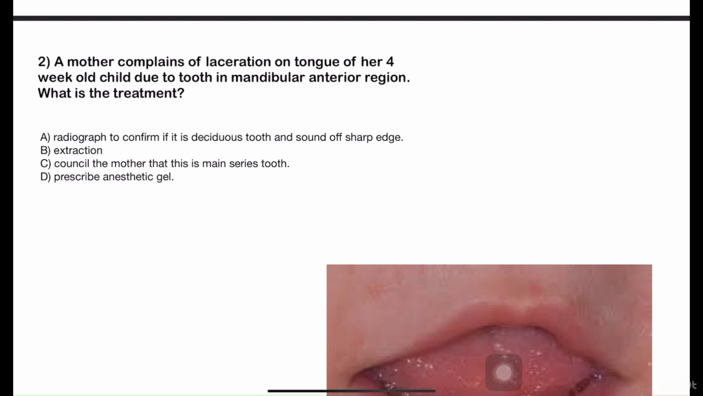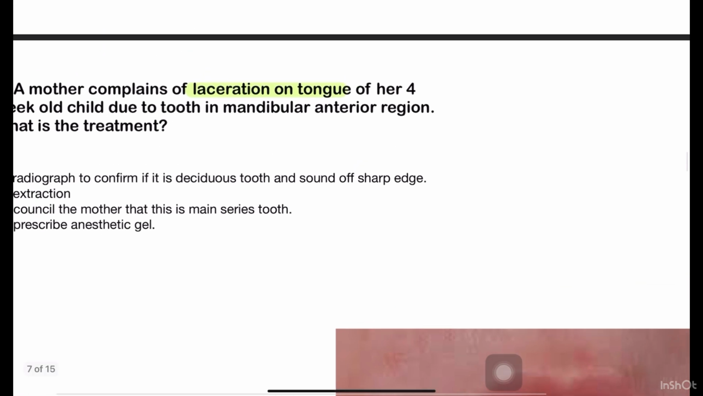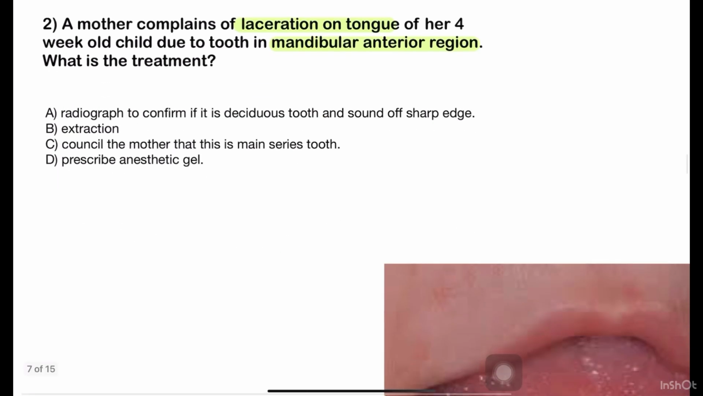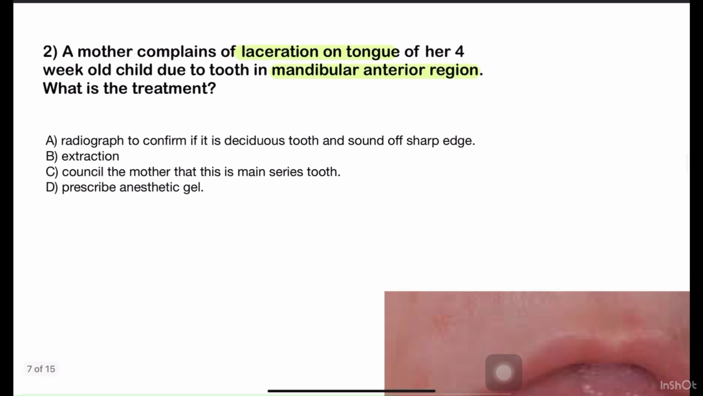A mother complains of laceration on the tongue of her 4-week-old child due to a tooth in the mandibular anterior region. So here the complaint is about the laceration of the tongue. The options are: radiograph to confirm if it is deciduous tooth and smoothen the sharp edges, extraction, counsel the mother that this is a main series tooth, prescribe anesthetic gel.